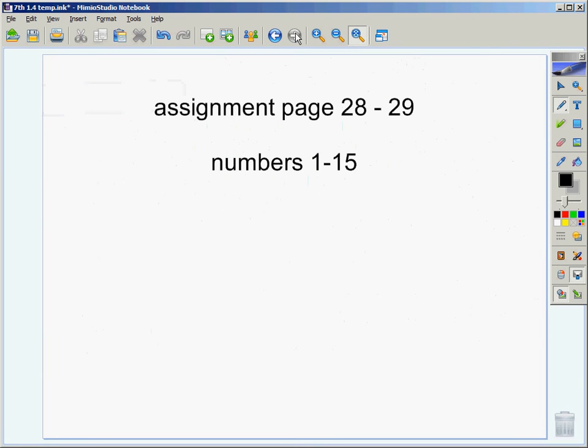Okay, your assignment today is page 28 and 29. You need to do 1 through 15. And again, let me emphasize, you need to be on your best behavior for Miss Rowell today. I expect nothing but great reports when I see you tomorrow. Please make sure you have this complete so that we can go over it and I can answer any of the questions that you might have.